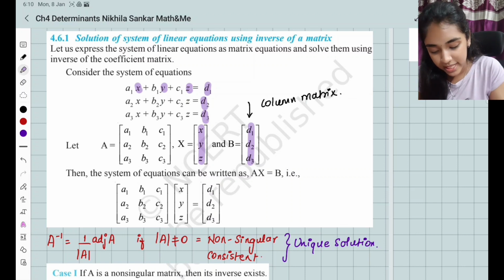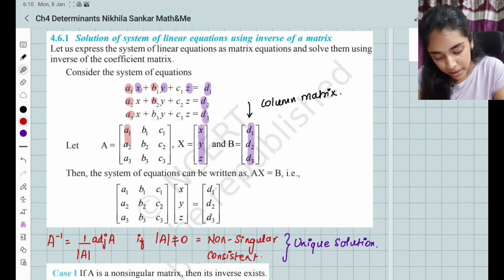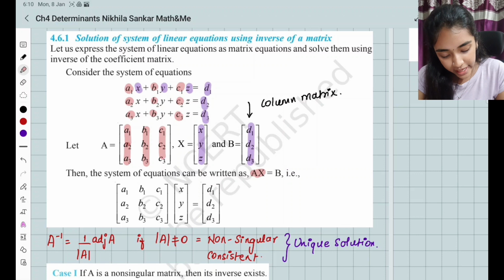இப்போ A matrix-ல என்ன இருக்க போகுது? I'm going to have the values A1, A2, A3 in the first column, B1, B2, B3 in the second column, C1, C2, C3 in the last column. Okay. So basically இதை நம்ம எப்படி solve பண்ண போறோம்? We have AX equals B.